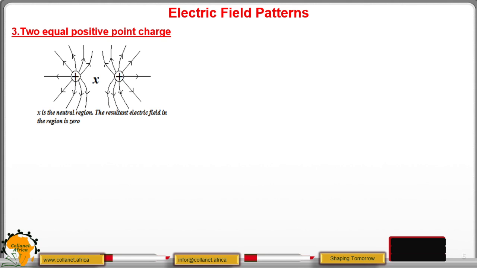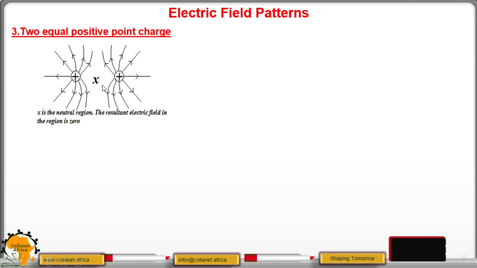Then we can move to another pattern. We have two equal positive charges. Remember, we have said that like charges repel and unlike charges attract. In our case here, we have like charges, so we expect a repulsion. That is why the field lines are moving away. But remember, the arrows are pointing away from the positive charge, showing the direction in which a positive charge would move. So in here, the point X is what we call the neutral point.